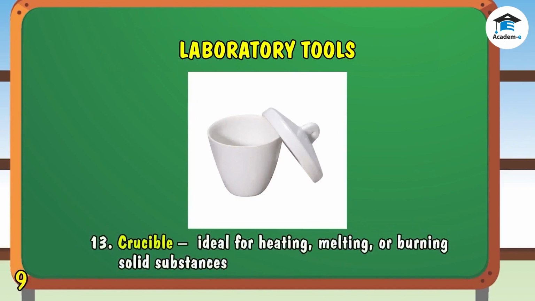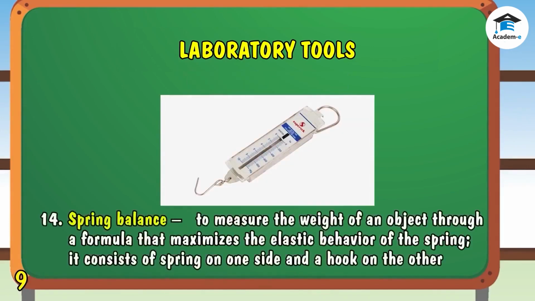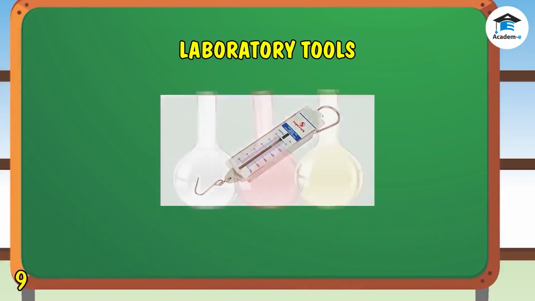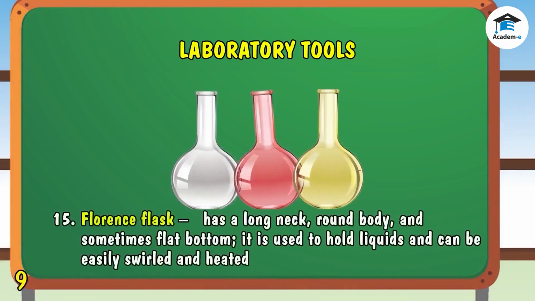13. A crucible is ideal for heating, melting, or burning solid substances. 14. A spring balance is used to measure the weight of an object through a formula that maximizes the elastic behavior of the spring. It consists of spring on one side and a hook on the other. 15. A Florence flask has a long neck, round body, and sometimes flat bottom. It is used to hold liquids and can be easily swirled and heated.